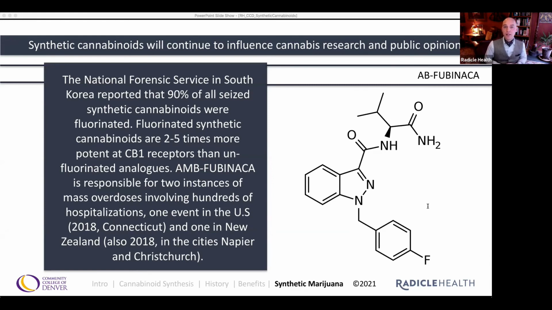An example of a fluorinated synthetic cannabinoid is AB-FUBINACA. This was developed by Pfizer in 2009 as a potential pain medication. It was discovered in synthetic cannabinoid products in Japan in 2012. AB-FUBINACA is responsible for 2 instances of mass overdoses involving hundreds of hospitalizations. There was an event in the United States in 2018 in Connecticut, and then there were 2 in New Zealand in 2018, one in Napier and one in Christchurch. So very potent effects and very potent adverse effects.